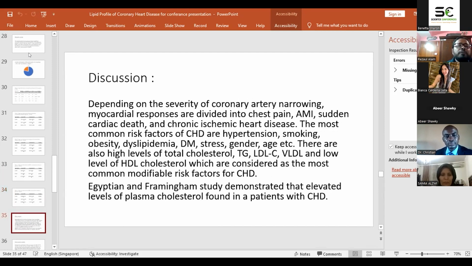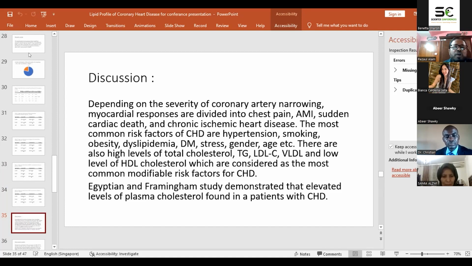Discussion. Depending on the severity of the coronary artery narrowing, myocardial responses are divided into chest pain, acute myocardial infarction, sudden cardiac death, and chronic ischemic heart disease. The most common risk factors of coronary heart disease are hypertension, smoking, obesity, dyslipidemia, diabetes mellitus, stress, gender, and its variations.